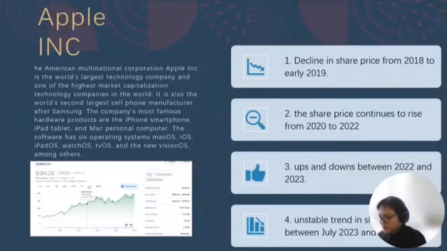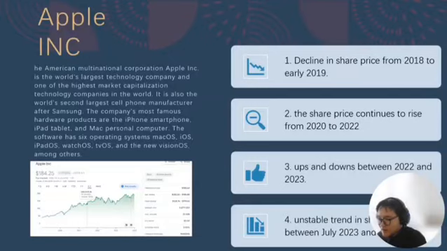First of all, let's analyze the stock price trend of Apple's stock in the last 5 years. As we all know, the American multinational Apple Inc. is the world's largest technology company and one of the highest market capitalization technology companies in the world. It is also the second largest cell phone manufacturer in the world after Samsung. The company's most famous hardware products are the iPhone smartphone, the iPad tablet, and the Mac personal computer.